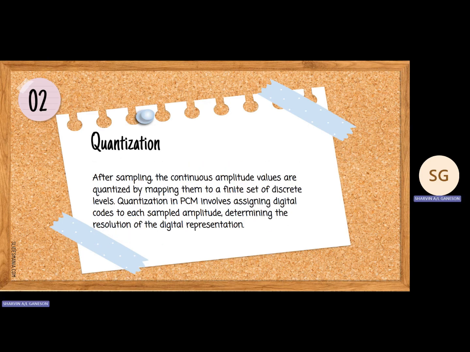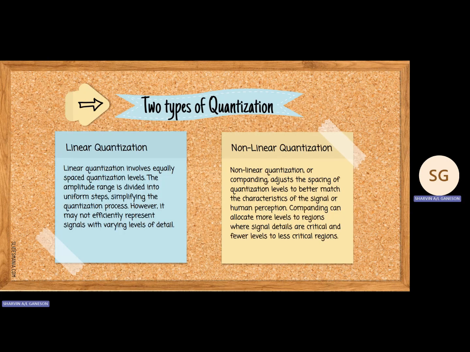Next is quantization. After sampling, the continuous amplitude values are quantized by mapping them to a finite set of discrete levels. Quantization in PCM involves assigning digital codes to each sampled amplitude, determining the resolution of the digital representation. So there are two types of quantization, linear and nonlinear.